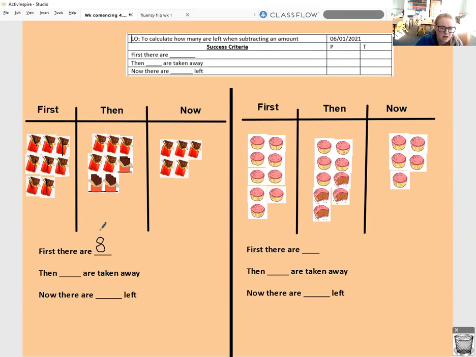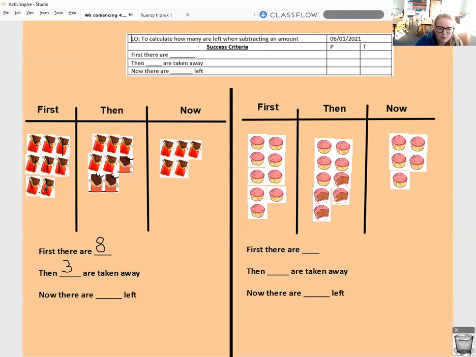8 chocolate bars. How many taken away? So these 3 have got bites taken out of them. Someone started eating these ones. So we are taking 3 away. 3 have been eaten. How many are left? So we had started with 8.